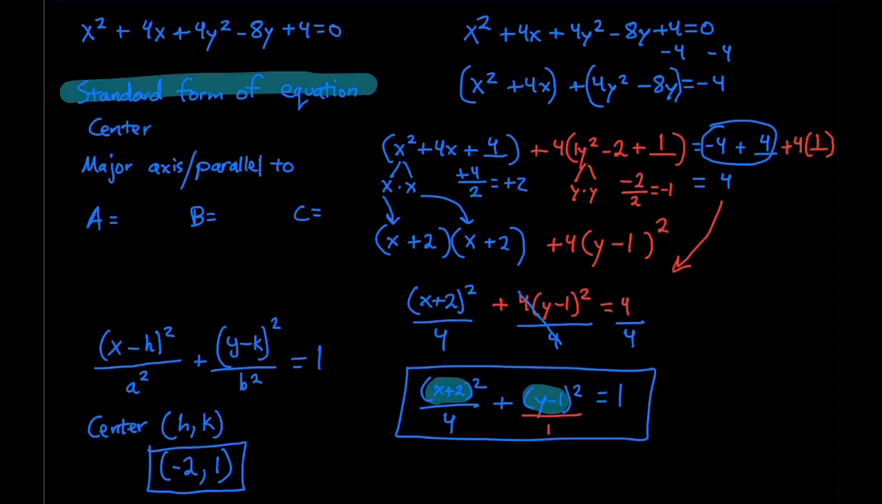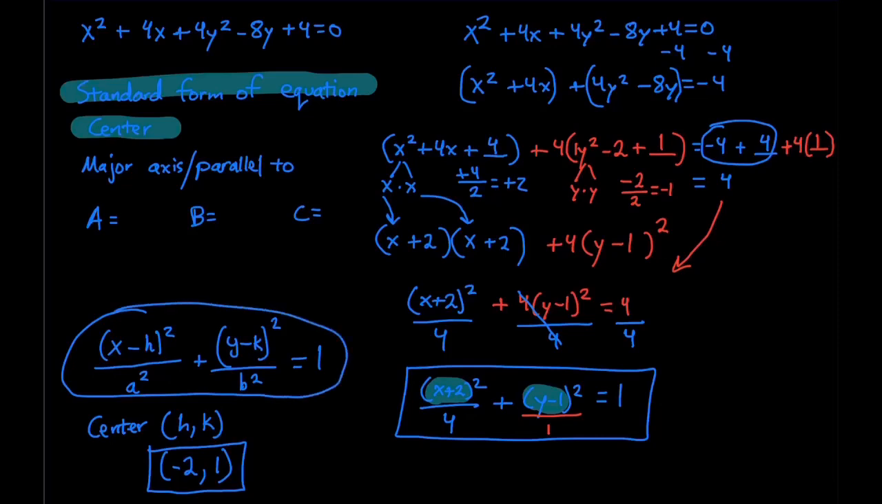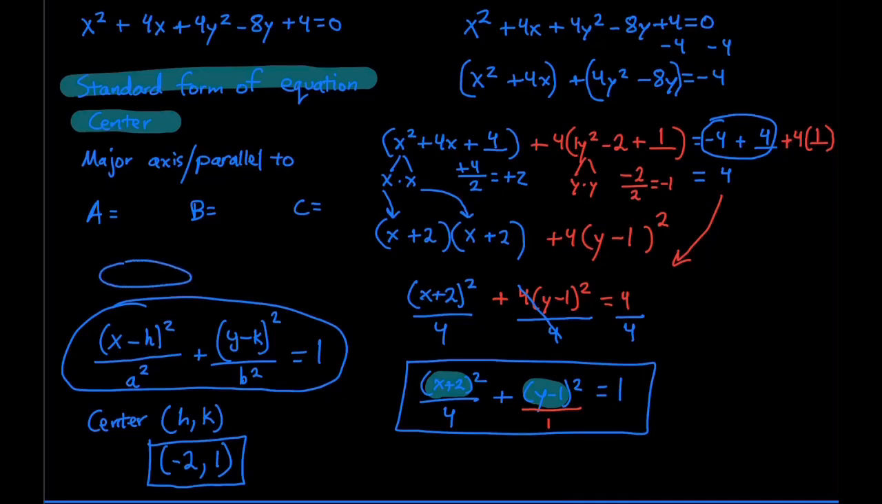The next thing is to find the major axis, or the axis that it's parallel to. The bigger number is under the x term. That means the major axis will be based on the x, meaning it will be going sideways. So another way to think about it is it's this form of the equation where the a squared is under the x term. So this is one that's horizontal.